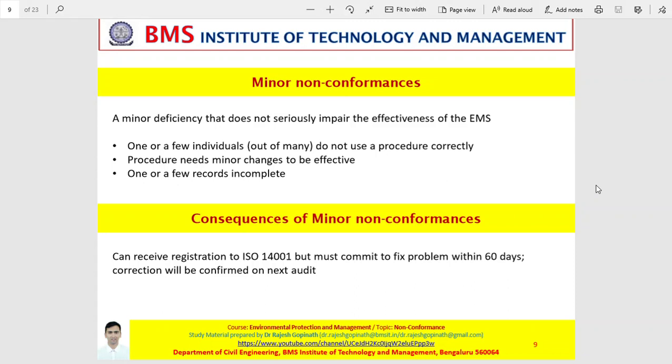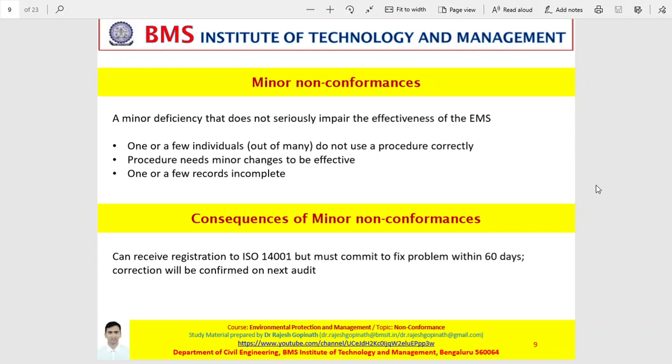What could be the examples for this? Let us say there are procedures which require certain minor changes which can make them more effective. Let us say among all your employees, few of the individuals do not follow a standard operating procedure in the judicious right manner. Let us say all documentations are not in place and few of the records are incomplete. This could be with respect to housekeeping also. This could be with respect to inventorization as well.